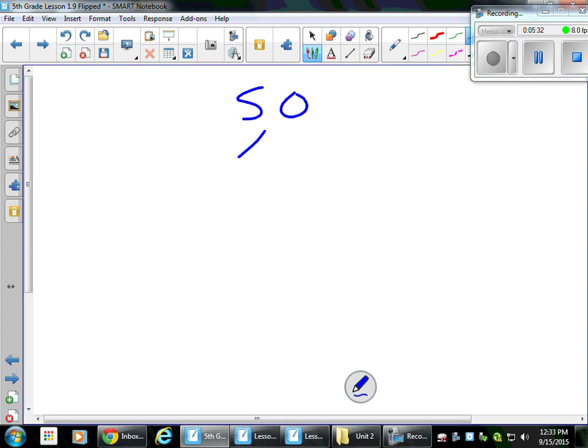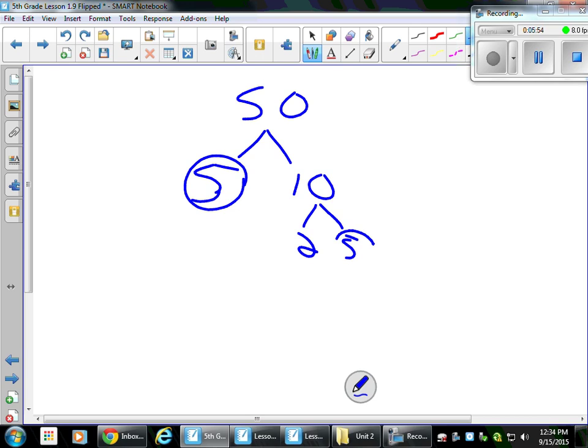Let's break it apart. I've got to make the longest factor string possible. 5 and 10. 5 is prime because the only way I can break it apart is 1 and 5, and then I have 5 again. So that's kind of a waste of time. So let's go ahead and circle the 5 so we know 5 is prime. Circle that, and we'll change 10 to 2 and 5. So my longest factor string is 2 times 5 times 5.